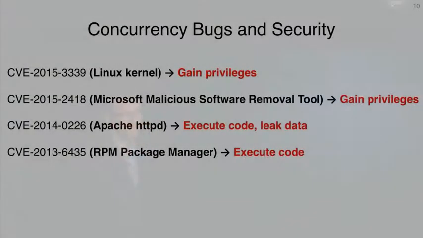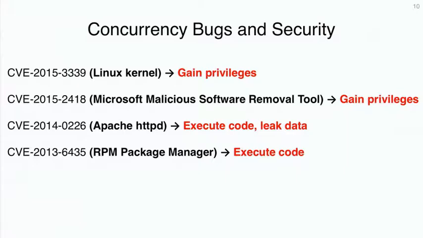All right, so to give you some examples of how concurrency bugs can compromise system security, I listed a couple of attacks that actually use concurrency bugs in order to craft their exploits. And these are in popular software such as the Linux kernel and the Apache web server. Now, these attacks can lead an attacker to gain control of the system, exfiltrate arbitrary data, or gain control of the system.